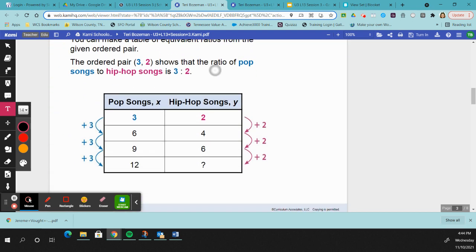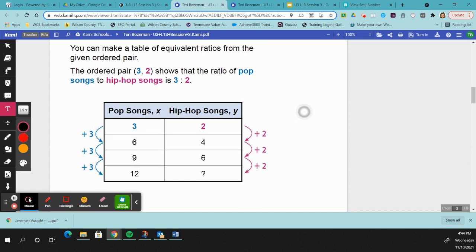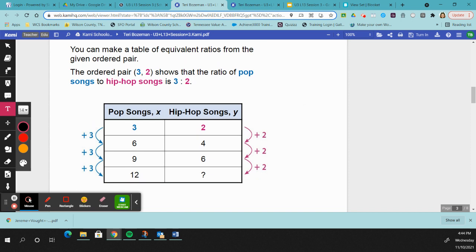So when you have ordered pairs, you can make a table of information, such as this one here. So we know that pop songs was our x-axis, hip hop songs was our y. So we have a 3-to-2. And we know that every time this is increasing by 3, which is where they get the plus 3. So 3 plus 3 is 6, 6 plus 3 is 9, and 9 plus 3 is 12.